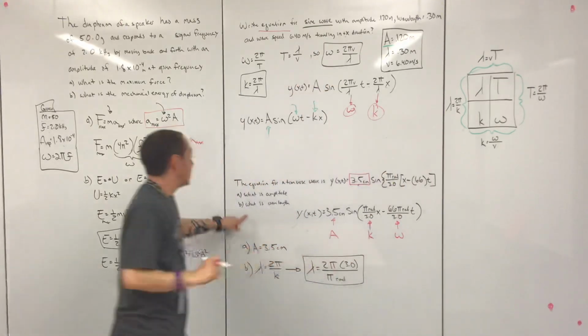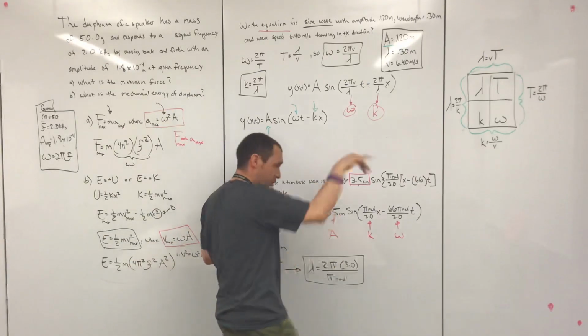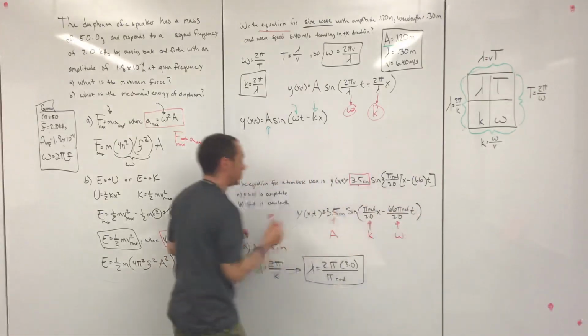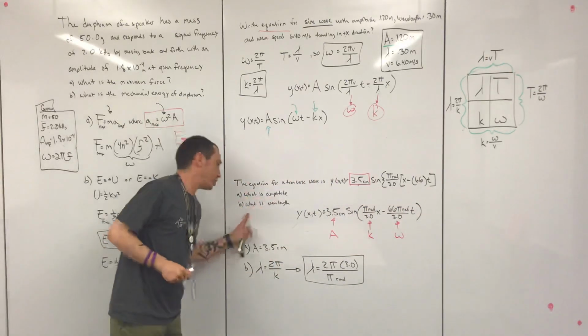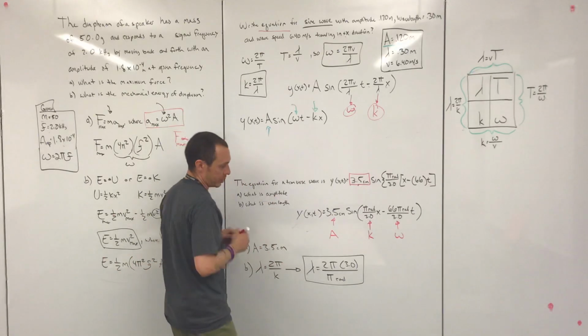This next one is saying the equation for a transverse wave, which is a wave moving like this, a moving wave, is this. We're given this equation, and they want to know what the amplitude and what the wavelength is. Wavelength is lambda, amplitude is A.